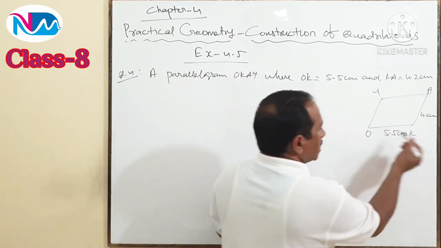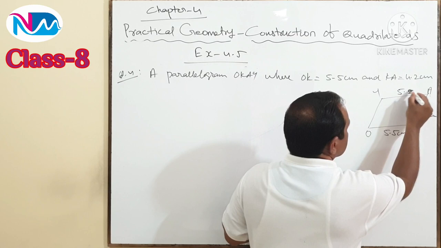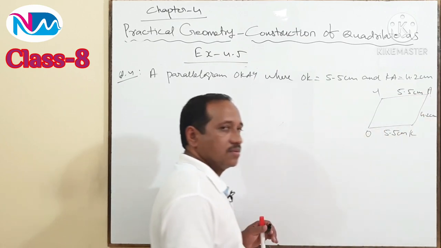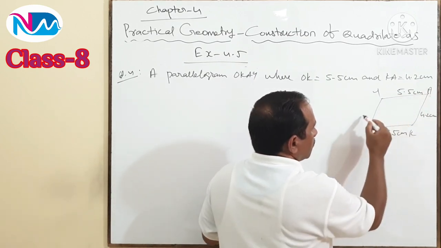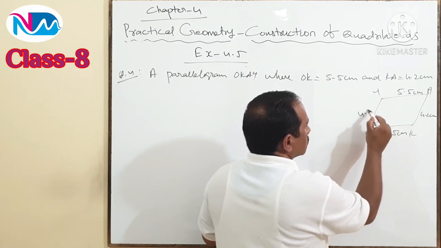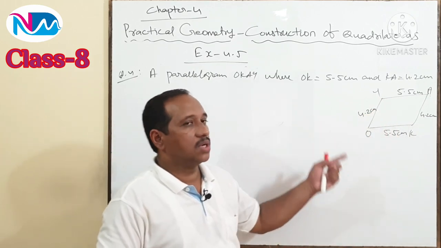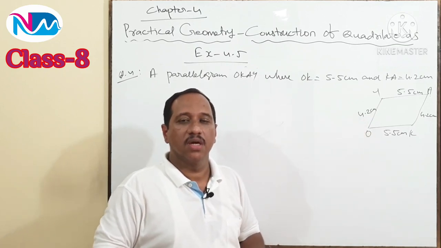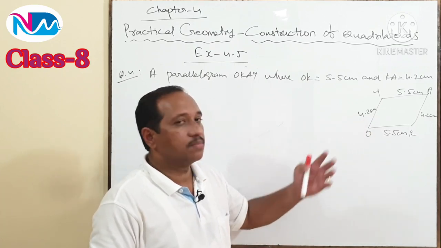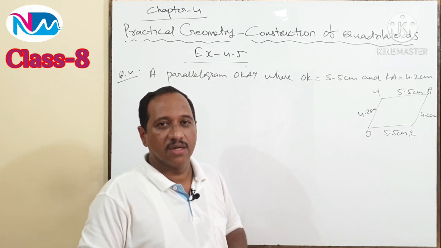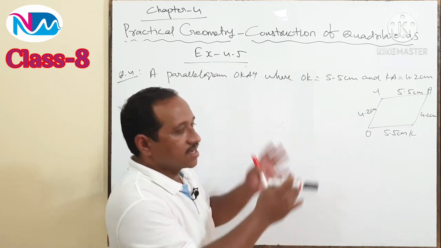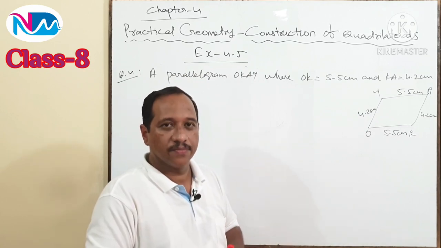So if OK is 5.5, AY is also 5.5. If KA is 4.2, OY is also 4.2. But now also we have only 4 measurements. Now how can we complete this construction? My dear students, such a construction is not possible.